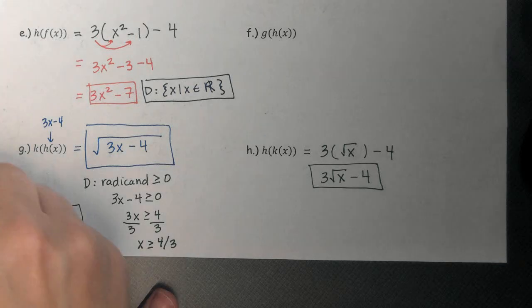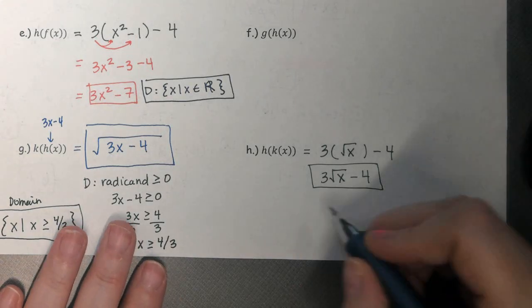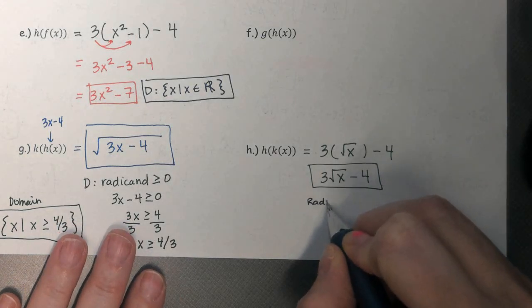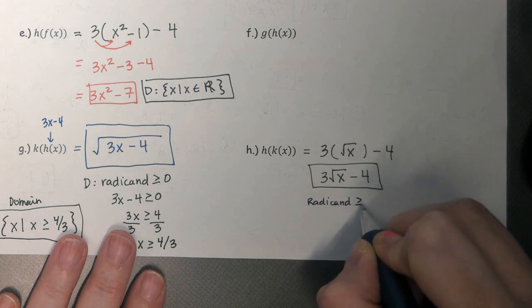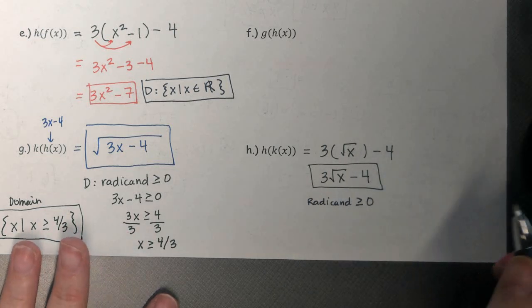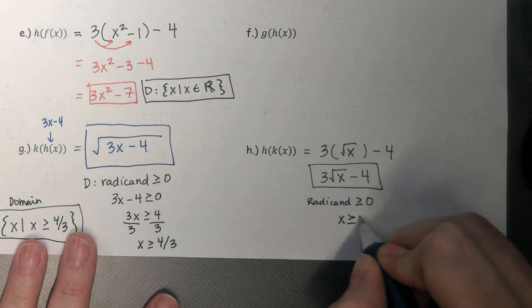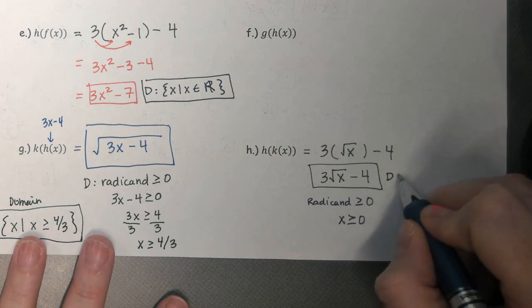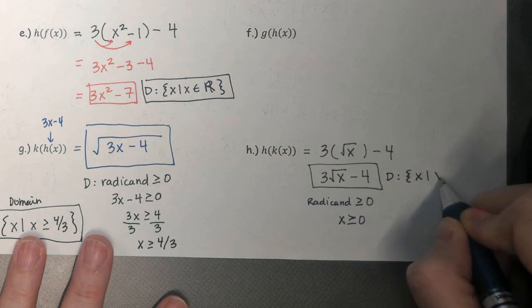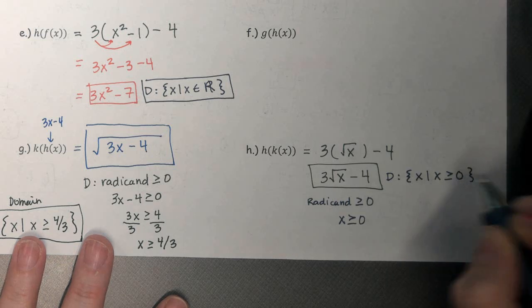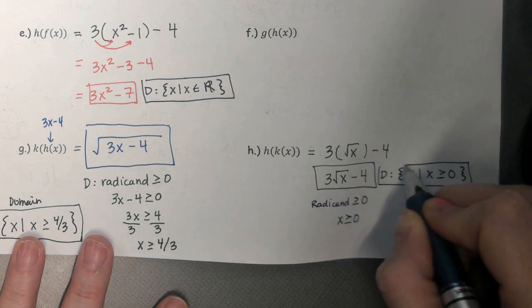Okay, and then again, you take your radicand, you set that greater than or equal to 0, but the only thing under the radical is what? X. So it's just x is greater than or equal to 0, so you really don't even have something to solve for. It's just going to be x is greater than or equal to 0.